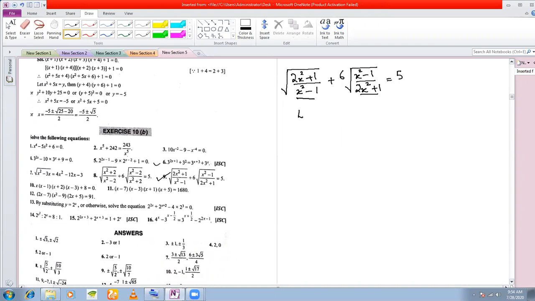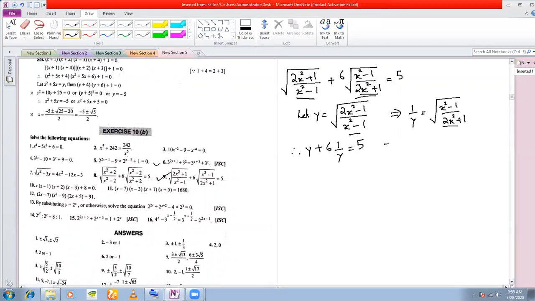If I take y is equal to square root of 2x square plus 1 divided by x square minus 1, that means I can take 1 by y is equal to this. Can I take or not? I can, because these two are reciprocals of each other. So therefore my equation will now become y plus 6 times 1 by y is equal to 5. That means y plus 6 by y is equal to 5.